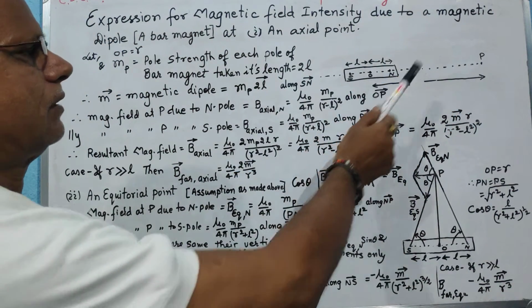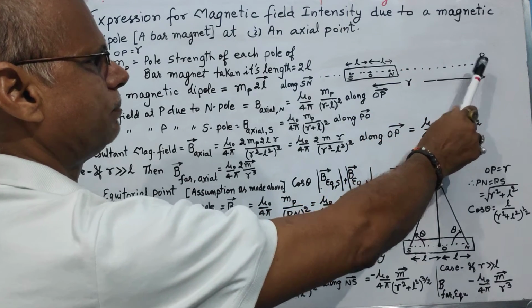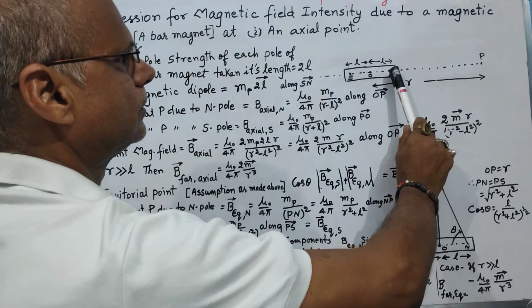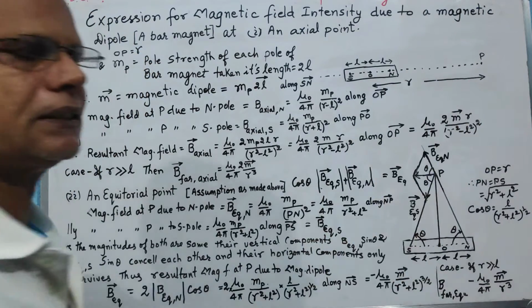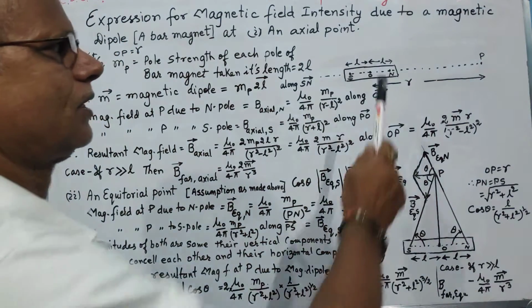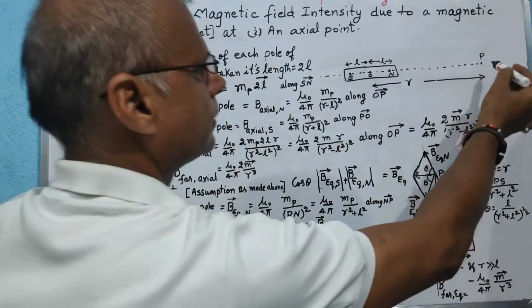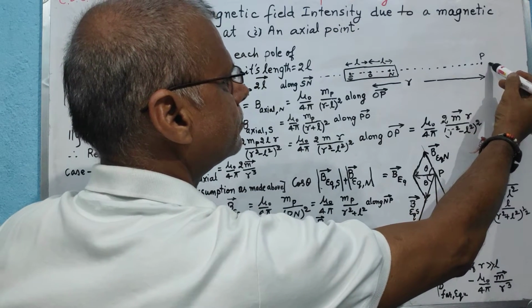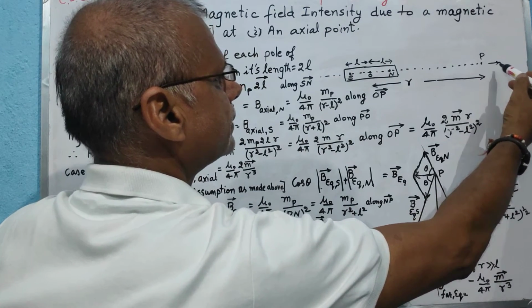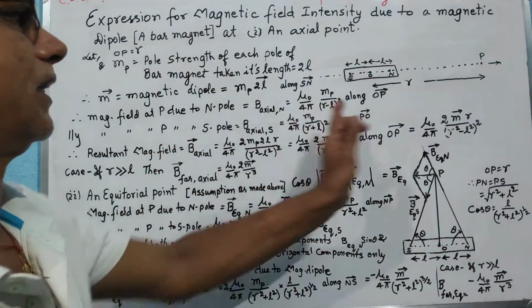Now the direction of magnetic field intensity at this point P due to north pole will be along north to south. You can imagine that we have a test magnetic pole, north pole, over there. So this north pole will be repelling it. That means the direction of that magnetic field intensity will be towards the direction N to P.